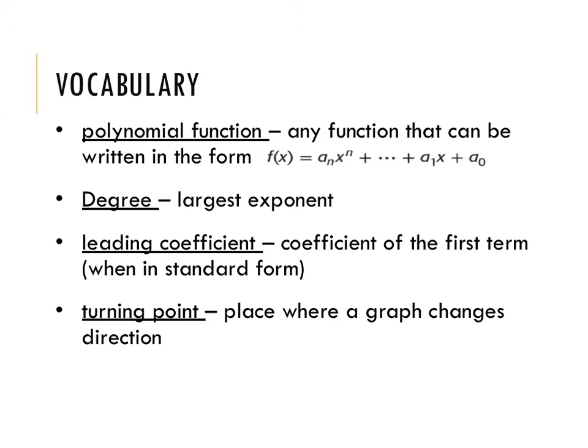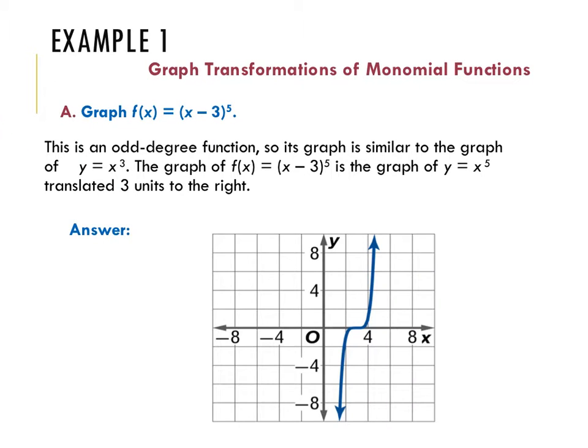So just a few vocabulary words here. A polynomial function is just a function in the form of a polynomial, just something with a degree. A degree is your largest exponent. Your leading coefficient is the coefficient of your leading term. And in order to be a leading term, that needs to be the variable with the highest exponent. And turning points is just where the graph changes direction. Super easy. So I'm going to zip through these real quick.